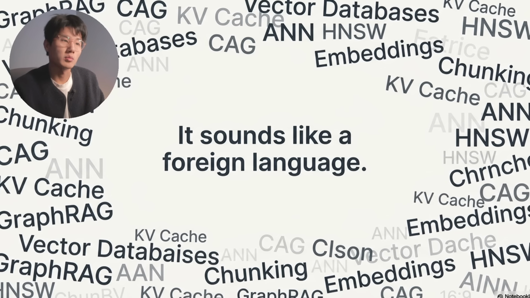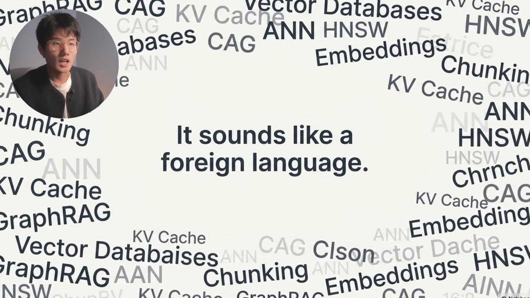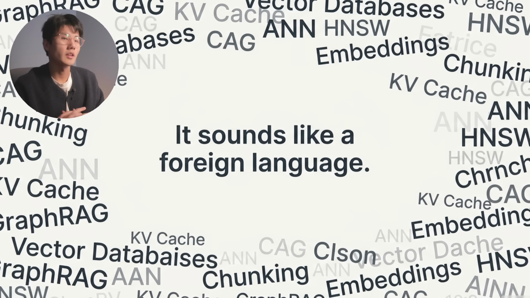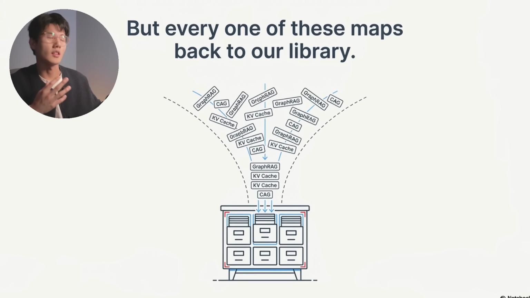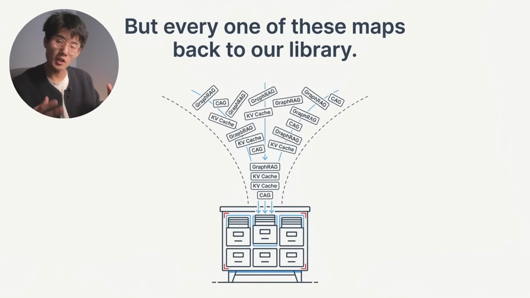Here's where most people's heads explode, and I think you feel the same way I do. Every week there's a new acronym, a new tool, new features, a new "this replaces that," this replaces RAG claim: graph RAG, CAG, KV cache, vector databases. It sounds like a foreign language for some people, and I'm going to kill that confusion right now. Every single one of these maps back to our library. There's no jargon, just the picture you already have.